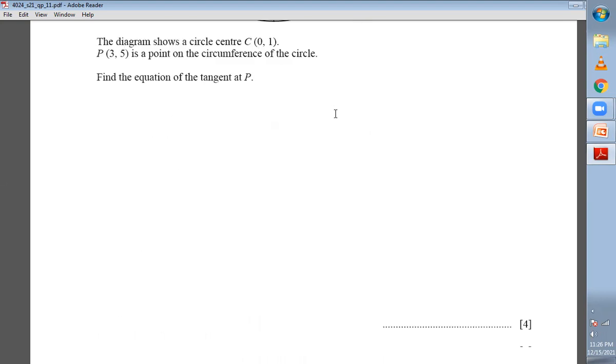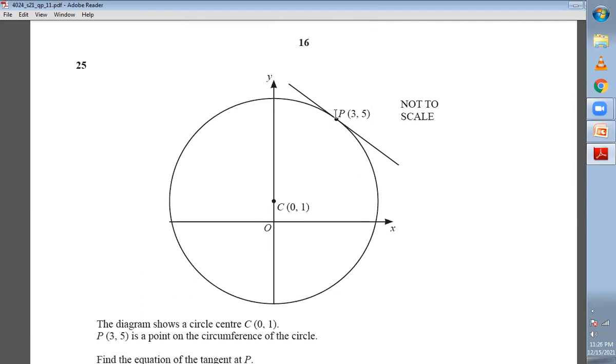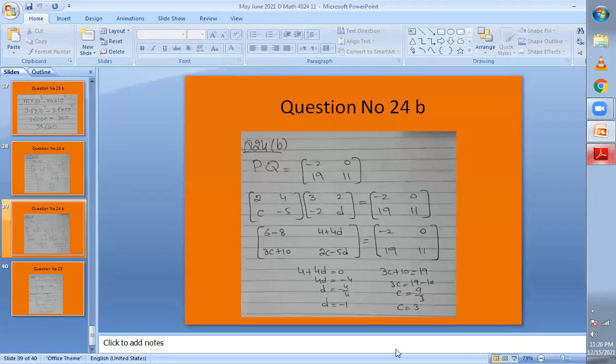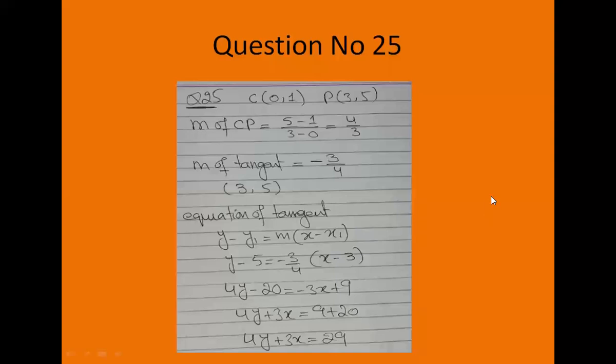Let me show you how many marks. This is a 4-mark question. Very easy and straightforward question. Okay, so let me show you how this is done. Question number 25 is showing up on your screen.